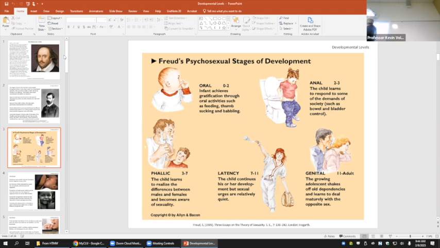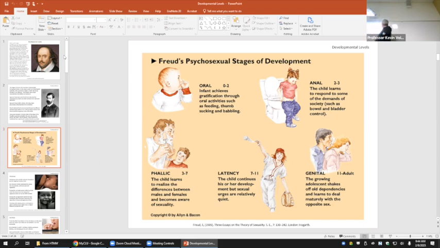Latency, 7 to 11: the child continues its development, but sexual urges are relatively quiet. This is a part of childhood where kids really learn the technology of their society, their culture. If the kid is raised in the Amazon along the river in an Indian tribe, they will learn how to use a bow and arrow and find animals and plants to eat, all the things in their tribe. In our culture, kids this age suddenly become very good at computers. This becomes native to them. So whatever culture they're in, this is where a lot of learning takes place, in the early school years. A lot of the culture and technology is transferred at this time.